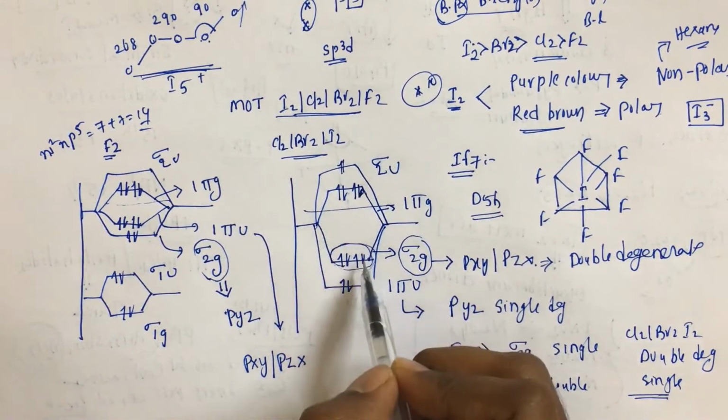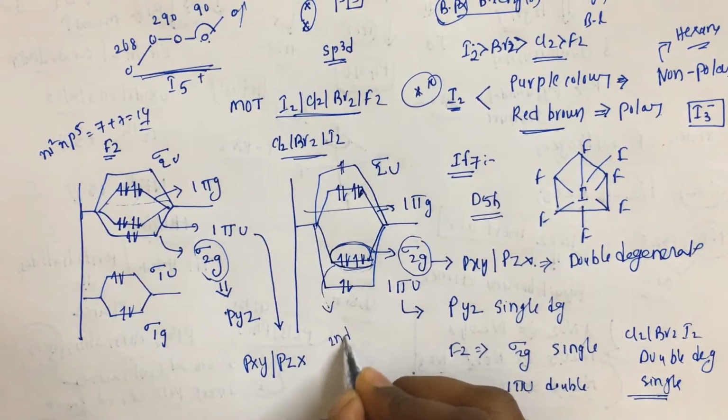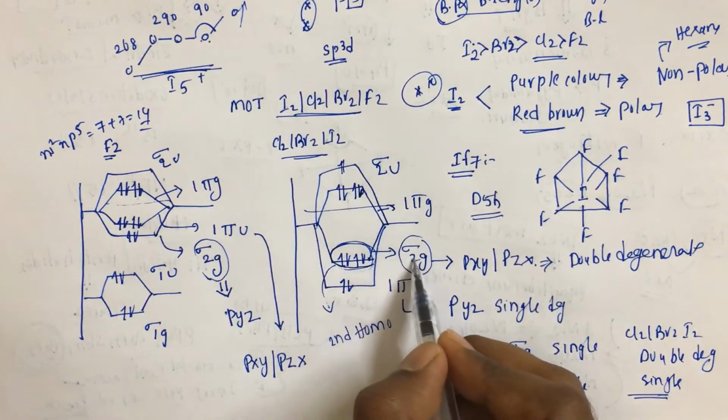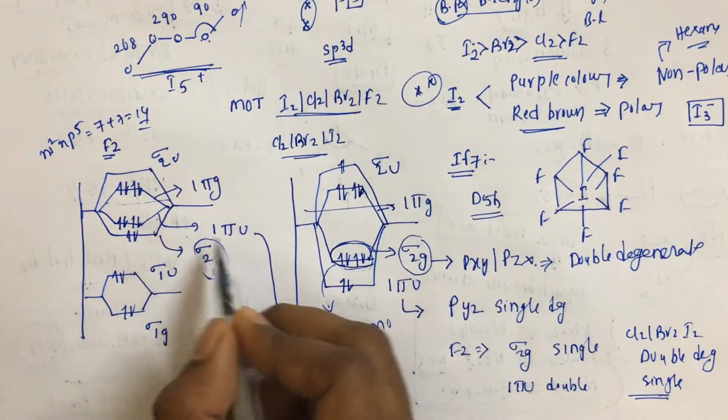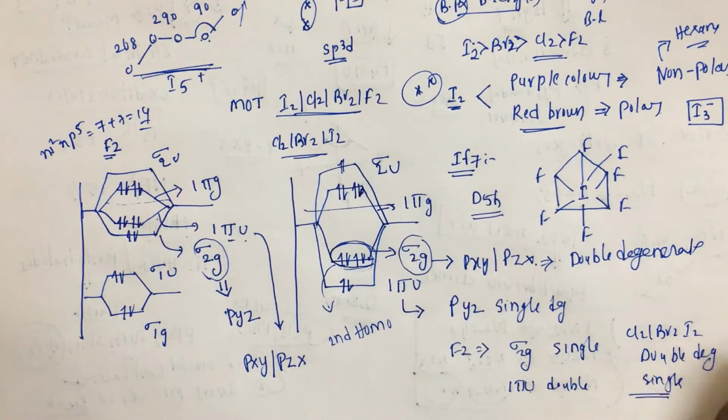Here they may ask what the second HOMO orbital is. So in the case of chlorine, bromine and iodine, the second HOMO orbital is sigma 2g, and here the second HOMO orbital is 1 pi u. So these are important points you have to remember about the MO diagram.